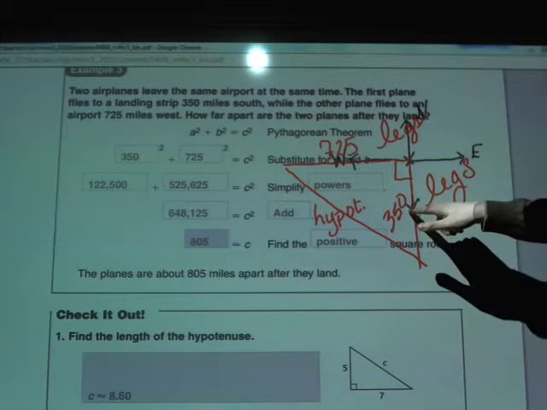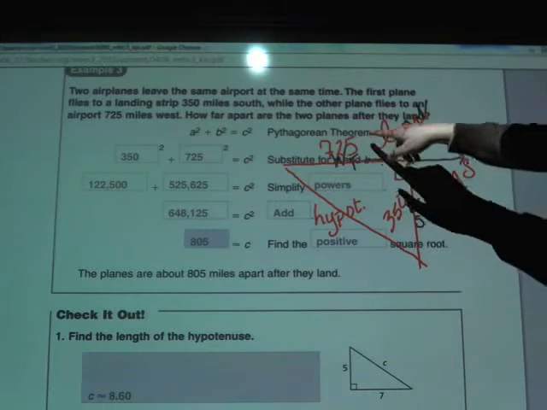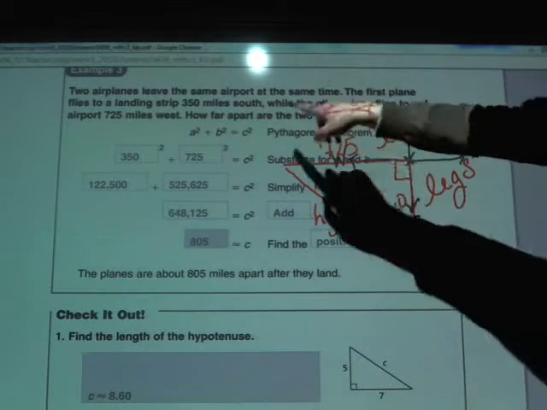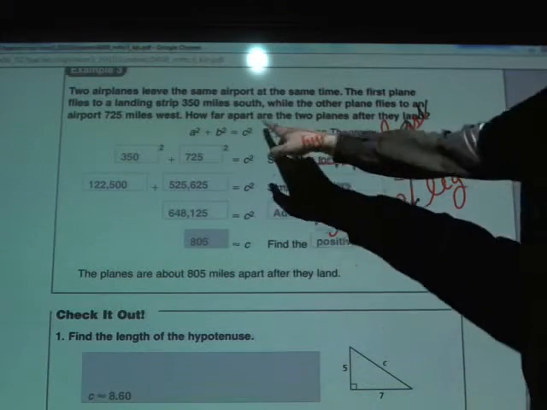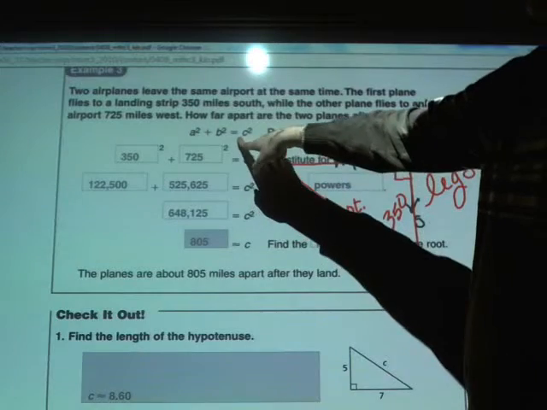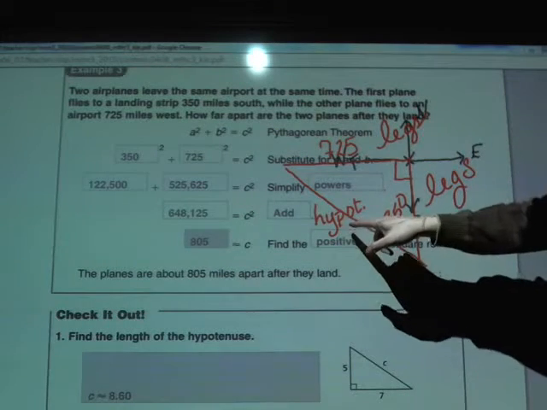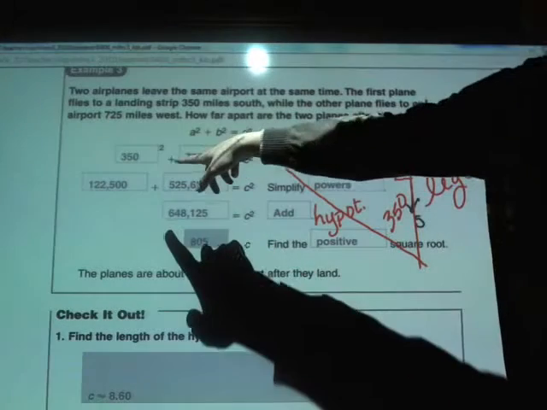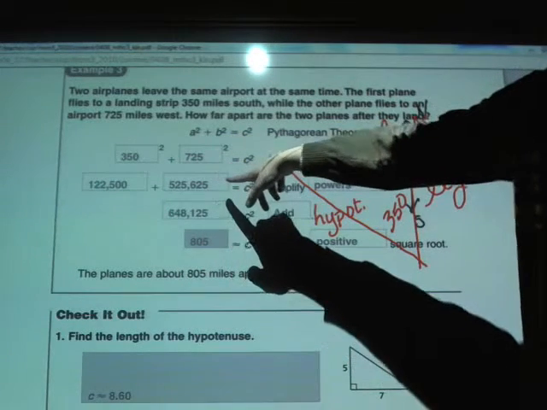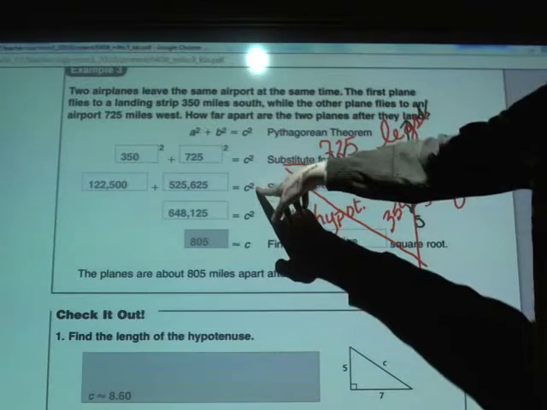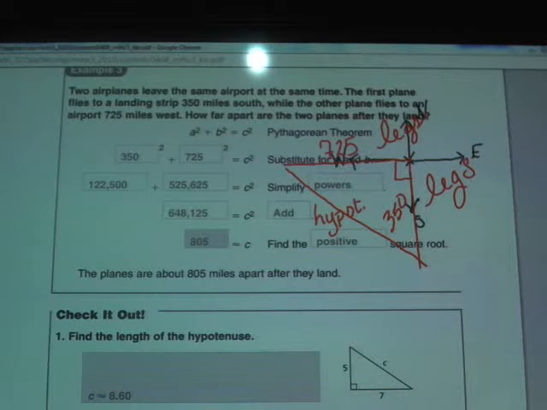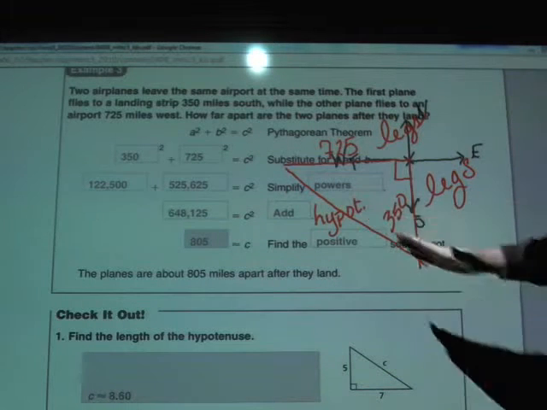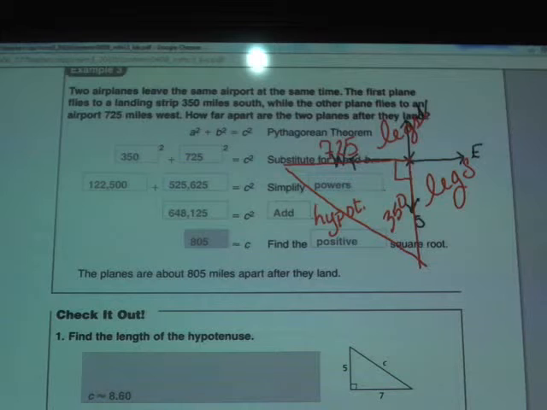So, formula says I'm going to take these and square them. So 350 squared and 725 squared, which is what you see right here. And that's going to be the same as the hypotenuse squared. And again, in this formula here, the Pythagorean formula, a squared plus b squared equals c squared, the hypotenuse is always c. So 122,500 plus 525,625 is the same as the hypotenuse squared, or c squared. Obviously, we can add these up and we get 648,125 is the same as c squared. Remember, this side of the triangle, the hypotenuse, isn't the hypotenuse squared. It's just the hypotenuse, so it's not really c squared, it's just c.